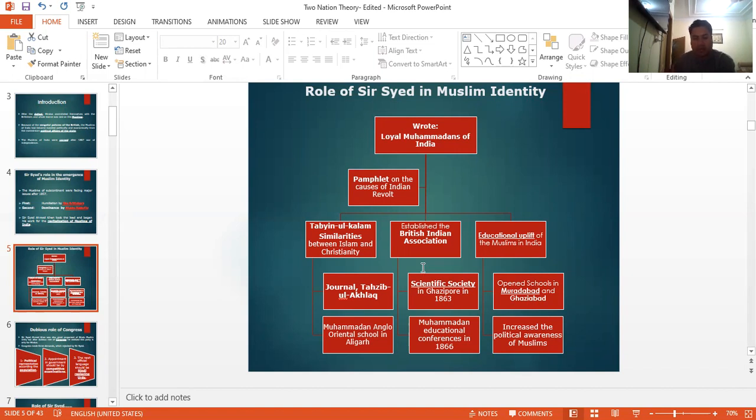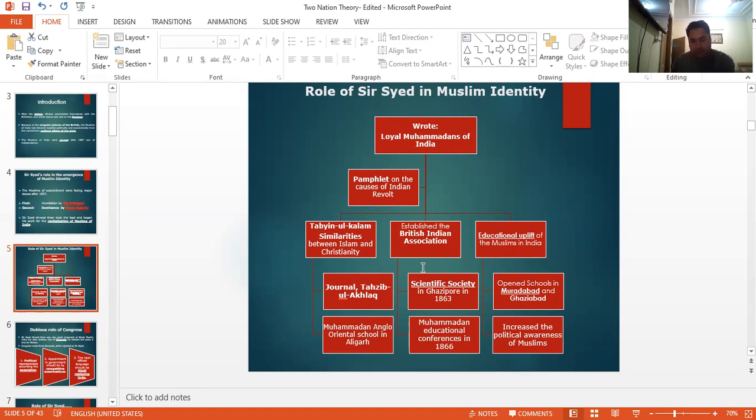should not take part in the politics of the subcontinent at that time, because he wanted Muslims to first of all get modern education, and after that they could compete with the Hindus and other nationalities in the subcontinent, and only with education could they play a very constructive role. So what led Syed Ahmad Khan to work for the revitalization of the Muslims? Let's understand in the coming slides.